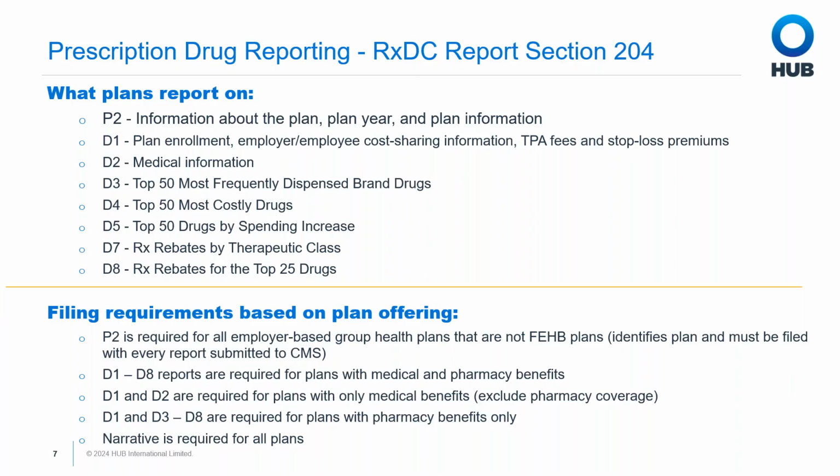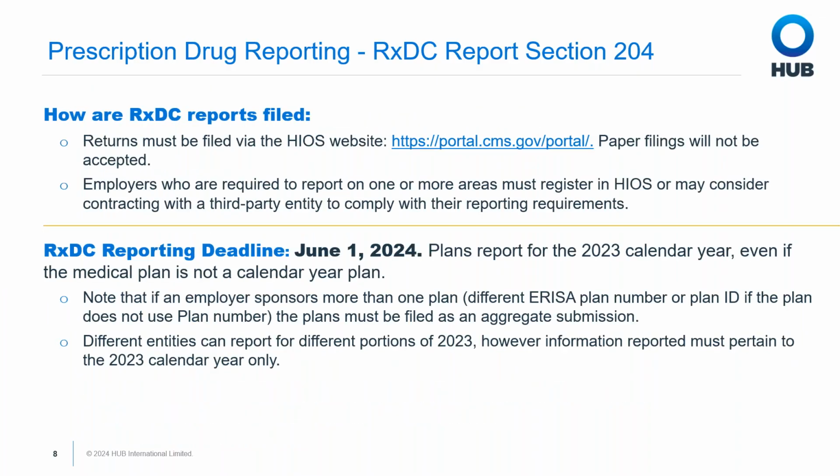If your plan only covers medical coverage and excludes pharmacy, you would be reporting P2, D1, and D2. If your plan is only covering pharmacy benefits, you would be reporting on P2, D1, and D3 through D8. D2 is excluded as that only pertains to medical plans. And a narrative is always filed for all plans that are submitted to CMS.